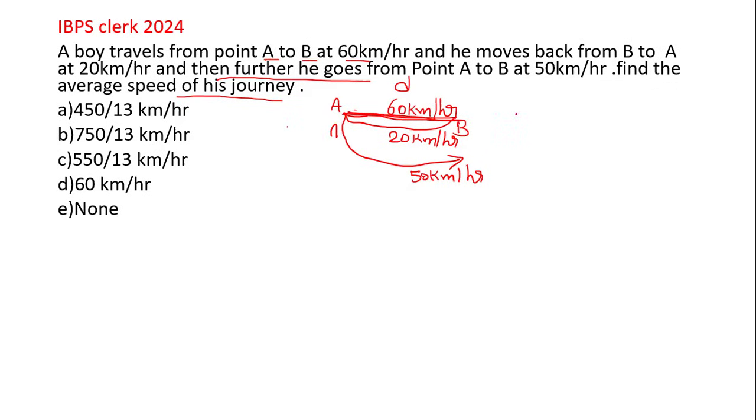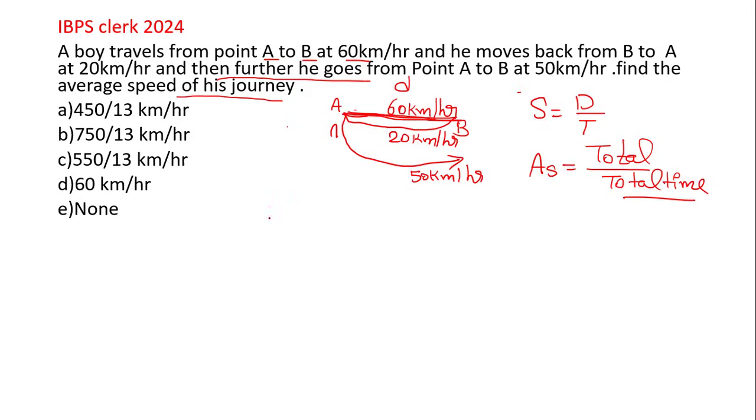Before we get into this, the formula is speed equals distance by time. But they are asking for the average speed. So average speed equals total distance by total time. This thing you need to remember.